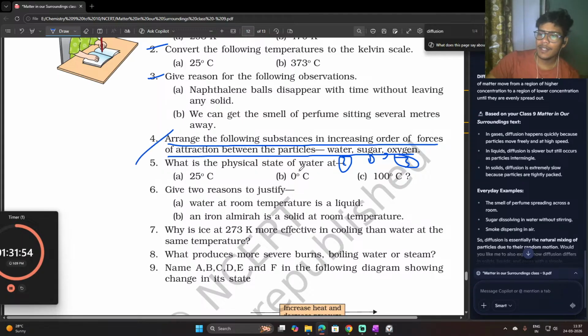Now what is the physical state of water at 25 degrees C, 0 degrees C, 100 degrees C? At 100 degrees C, it becomes gas. Everyone knows that. At 0 degrees C, it becomes solid, because it becomes an ice cube. And at 25 degrees C, it's liquid. It will not become gas, it remains liquid at 25 degrees C.